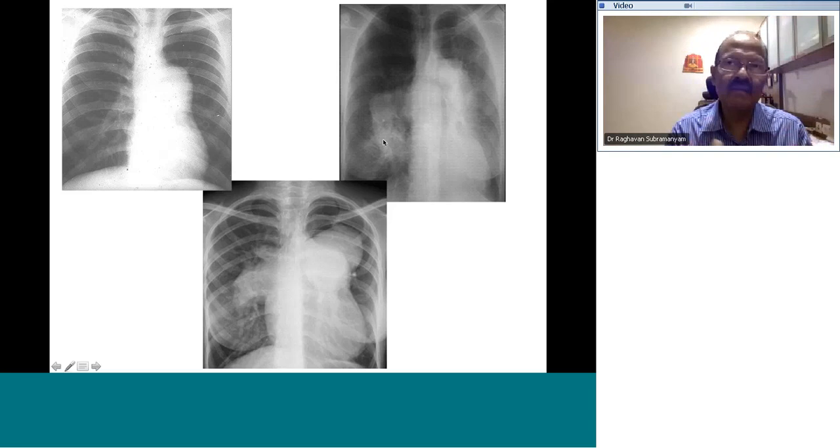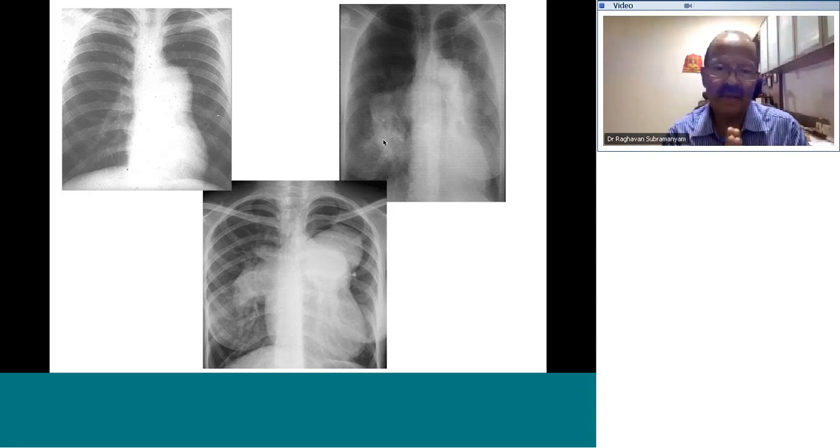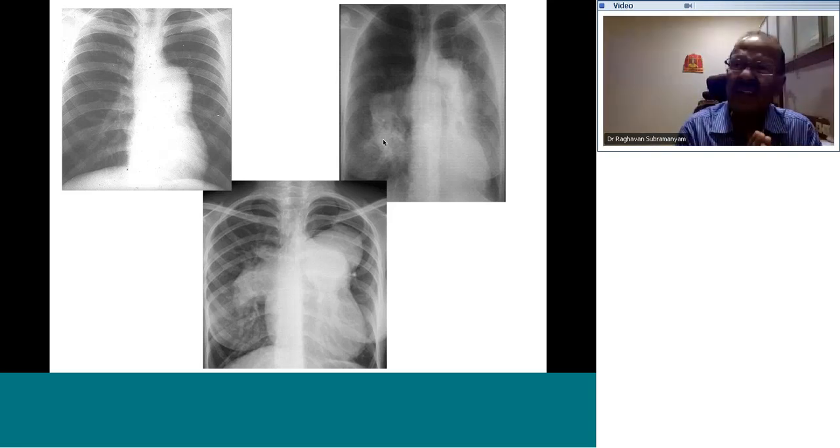Therefore, there's no single term as pulmonary vasculature in cardiology. You have pulmonary plethora, you have pulmonary venous hypertension, and you have pulmonary arterial hypertension. Please remember that these are not watertight compartments. In a given patient, one phase gradually merges into the other.